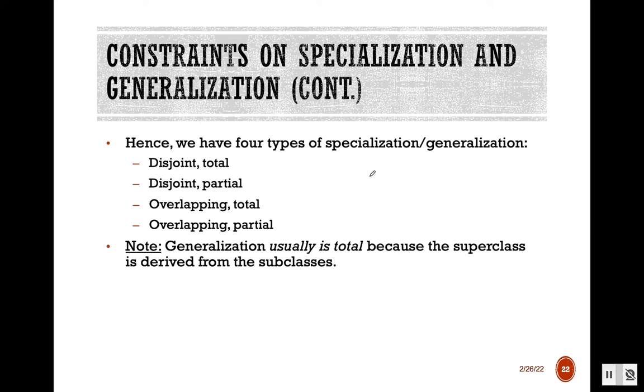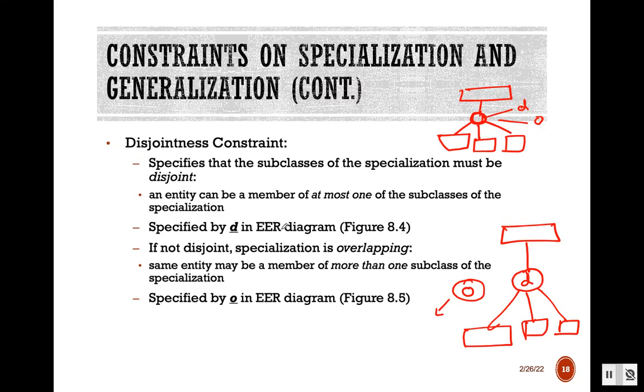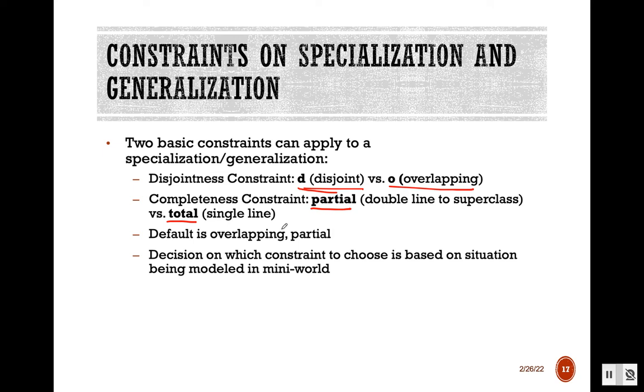so here we can have 4 types of specialization and generalization. So we can have disjoint and total, disjoint and partial, overlapping and total, overlapping and partial. And okay, the default specialization and generalization constraint is overlapping and partial. Okay, so how we are going to choose which constraint, it depends on the situation, depends on the requirement we are going to model in our mini world. Okay, it depends on our application software requirement.